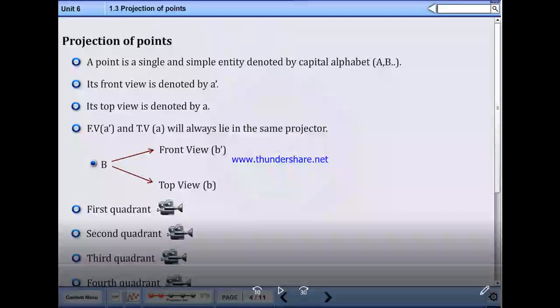Note down projection of points. A point is a single and simple entity denoted by a capital alphabet, A, B. Its front view is denoted by A dash, its top view is denoted by A. Front view A dash and top view A will always lie on the same projector. Front view B dash, top view is B.